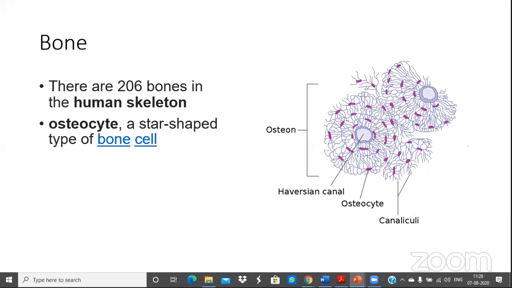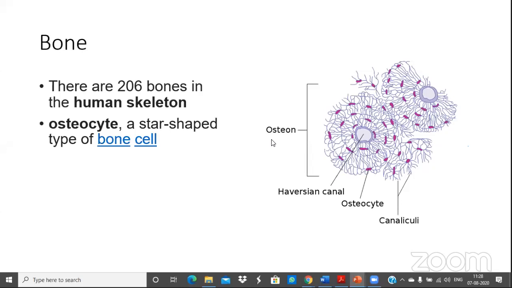Whereas here, I already told you what "cyte" is. Cyte means cell, and osteo means bone, so bone cells. These dots are called osteocytes. These osteocytes form one unit called an osteon. There are a number of osteons in each bone. There are 206 bones, which you learned in 7th standard.